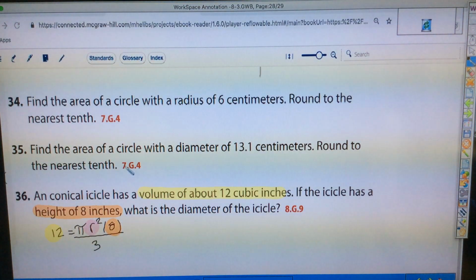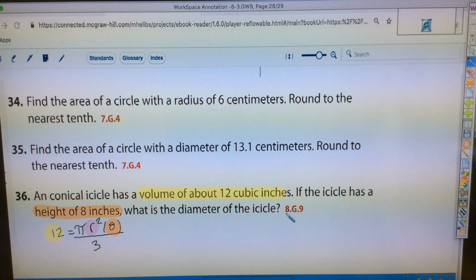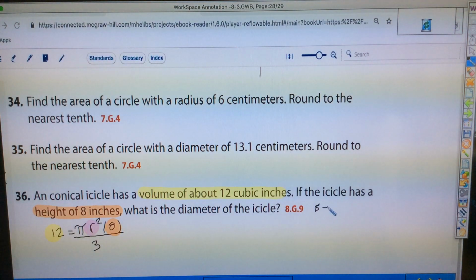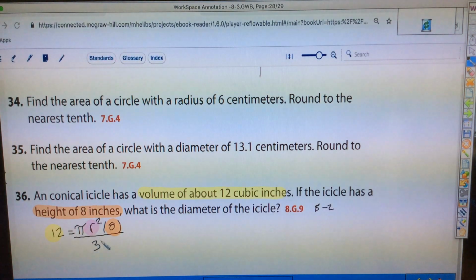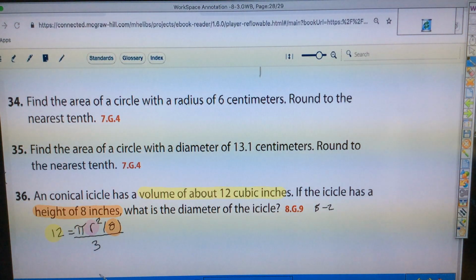36 says a conical icicle has a volume of about 12 inches. If the icicle has a height of 8 inches, what is the diameter of the icicle? Okay, so this is 8th grade standard. This actually comes from 8-2. We just did this. Conical, it's a cone, volume of a cone. So volume of a cone is equal to pi times radius squared times height divided by 3. Remember, because 3 of them fit into a corresponding cylinder. A congruent cylinder.